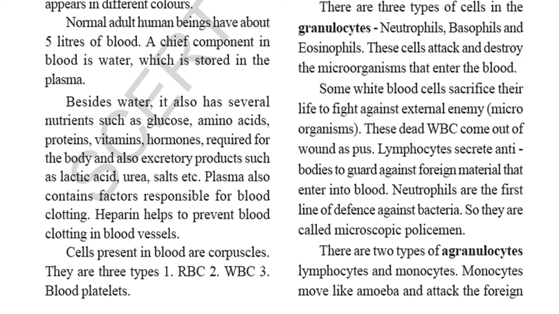Okay, so the dead WBCs come out of the wound as pus. Understood? What is pus? Dead WBCs which come out of the body. Lymphocytes secrete antibodies to guard against foreign material that enters into the body. Neutrophils are the first line of defense against bacteria. So they are called microscopic policemen. What are microscopic policemen? What is pus? Understood? There are two types of agranulocytes, lymphocytes and monocytes.